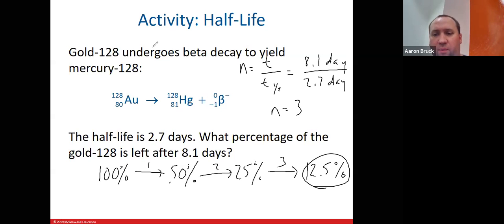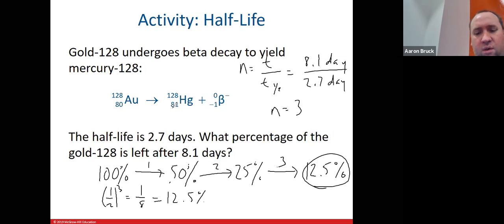Now, you could have also come up with that in the same kind of way by doing your 1/2 to the third, which would give you 1/8, and 1/8 is equal to 12.5%. You could have come across that either way. For me, I just like being able to see where I started and how it goes to where I ended. And all I did in each step was take that number and divide it by 2. So 100 divided by 2 gives me 50. 50 divided by 2 gives me 25. 25 divided by 2 gives me 12.5.